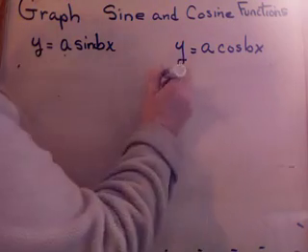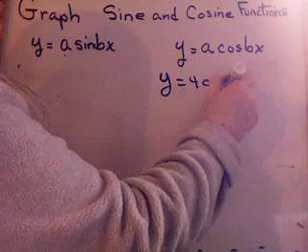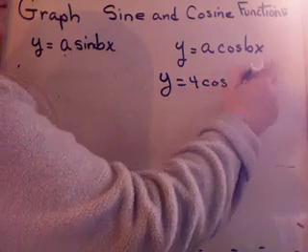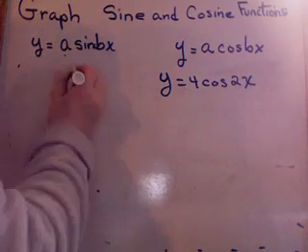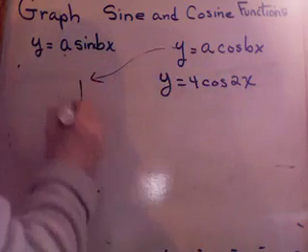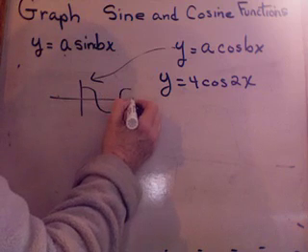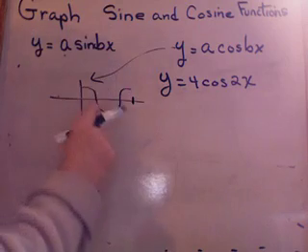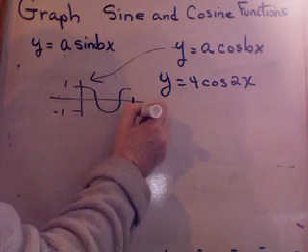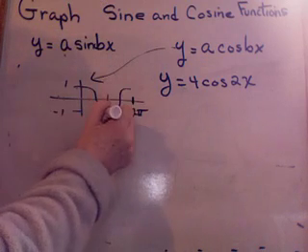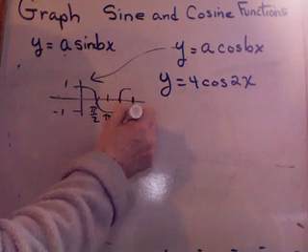Suppose I have this: y equals 4 cosine 2x. And I want to graph that. Well, first of all, I need to know what the standard cosine curve is. The standard cosine curve is this curve here. It's really the sine curve offset by 90 degrees. And the standard goes up to 1, down to -1, and ends at 2 pi. And so the divisions are pi over 2, 3 pi over 2.